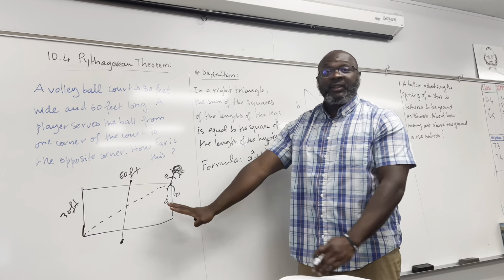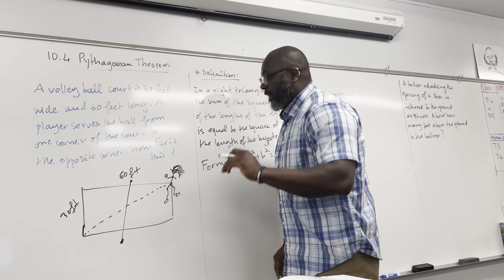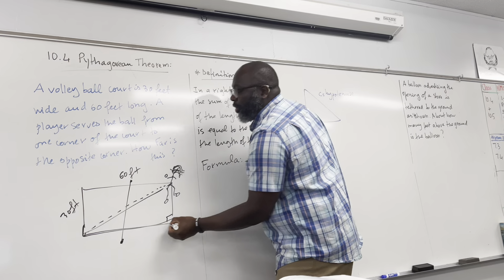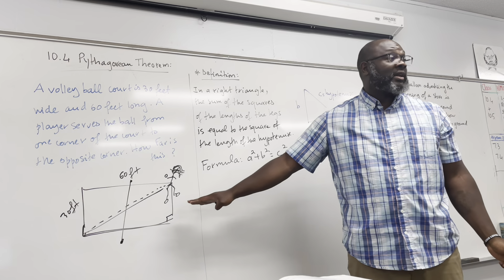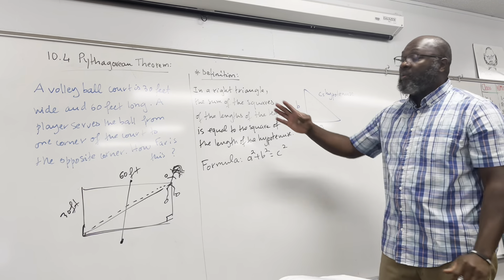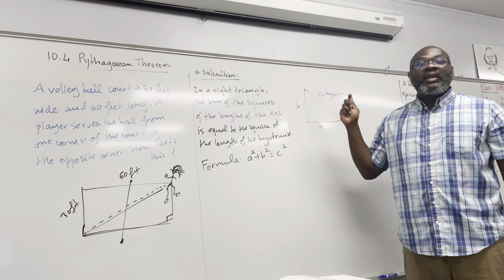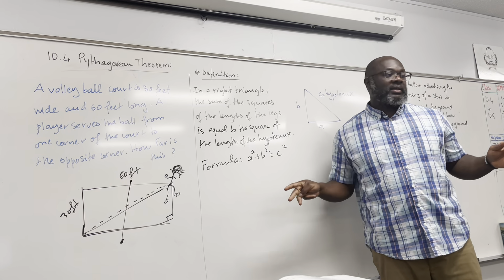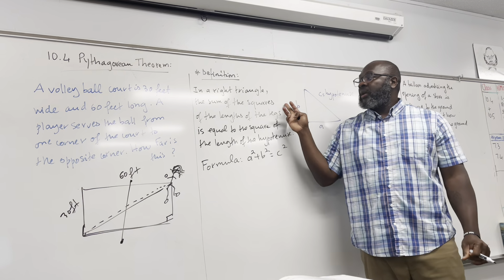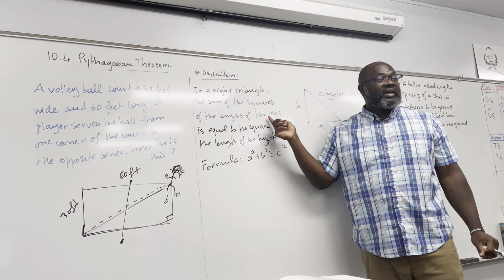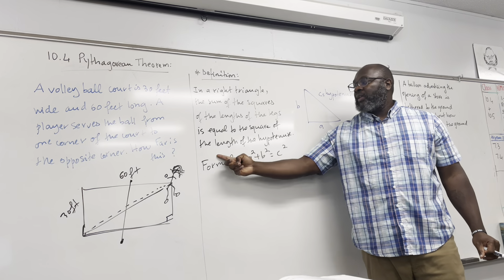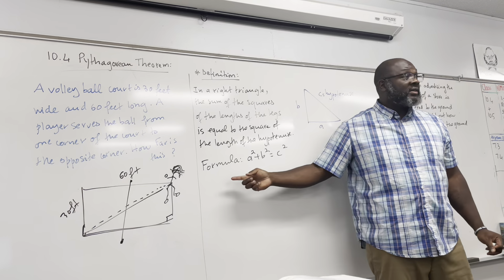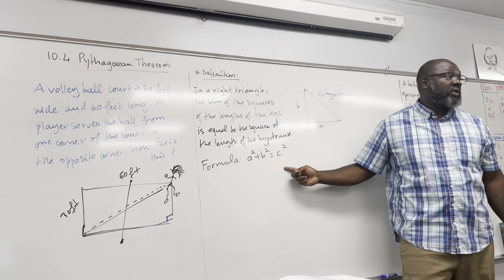If you look at this, this is a right angle, so it forms a right triangle. Therefore, the application is we're going to use the Pythagorean theorem. Before we do that, I want to explain this real quick. In any given right triangle, the sum of the squares of the lengths of the legs is equal to the square of the length of the hypotenuse. And I'll draw that. The formula is a squared plus b squared is equal to c squared.